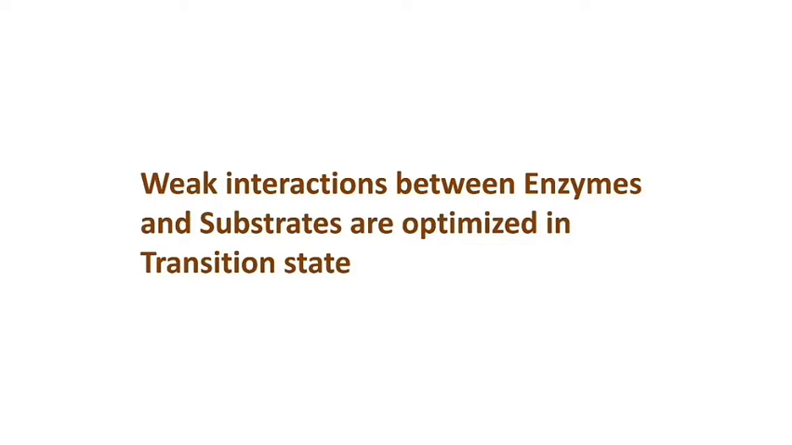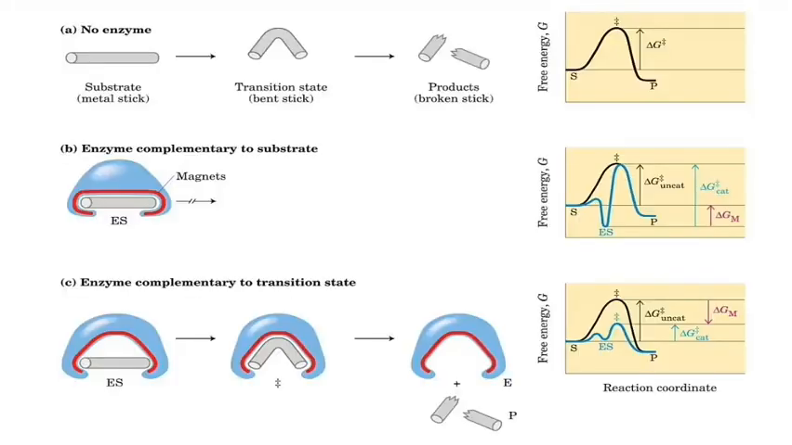Now, how does it take place exactly? Let's explain this with the help of an example. Let's take an imaginary enzyme, that is stickase, which is designed to catalyze the breakage of a metal stick. Now, in the first case, when there is no enzyme present, the substrate, that is the metal stick, will have to undergo the transition state, that is the bent stick form, and then there will be the formation of product, that is the broken stick form.